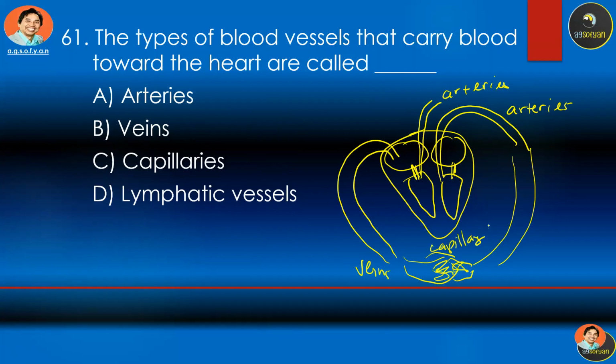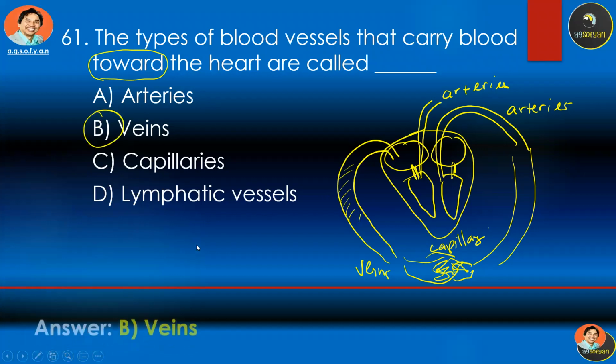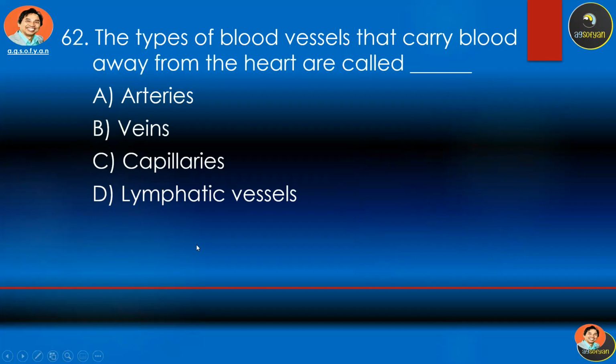Okay, so the question is the blood vessel that carries blood toward, going to the heart, which is going to be this one over here. It's called the vein. The type of blood vessel that carries blood away from the heart, then it's going to be the arteries.